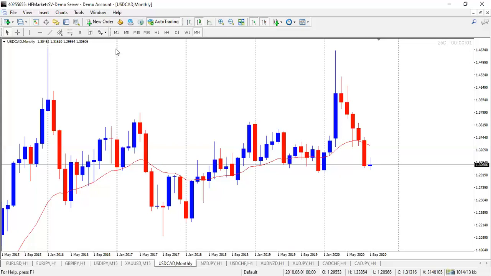So if you do your analysis and take trades on the monthly time frame, the trade you take now you might not close until December. Let's say you took a trade on March, and this is your take profit. You're going to be closing that trade in September.